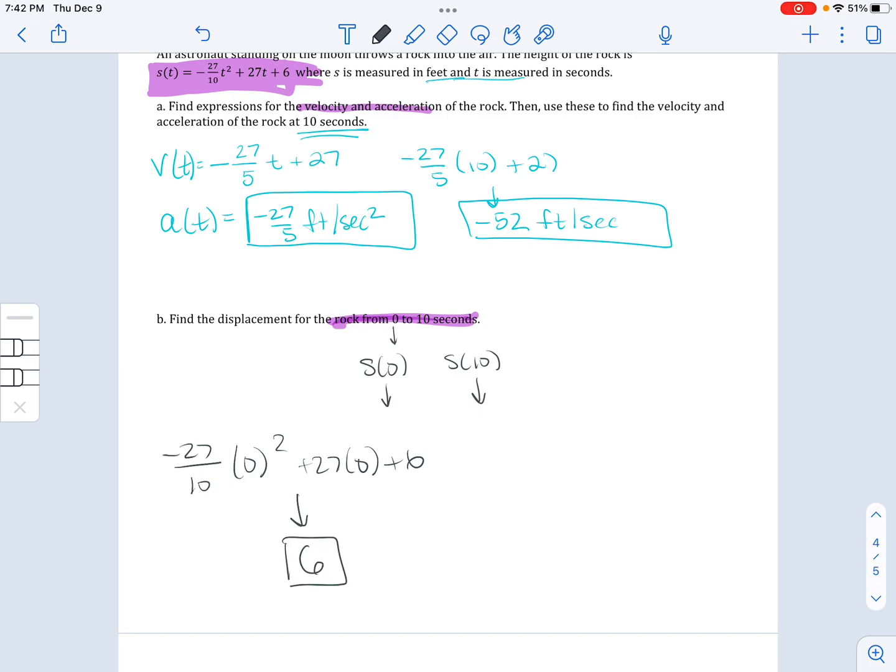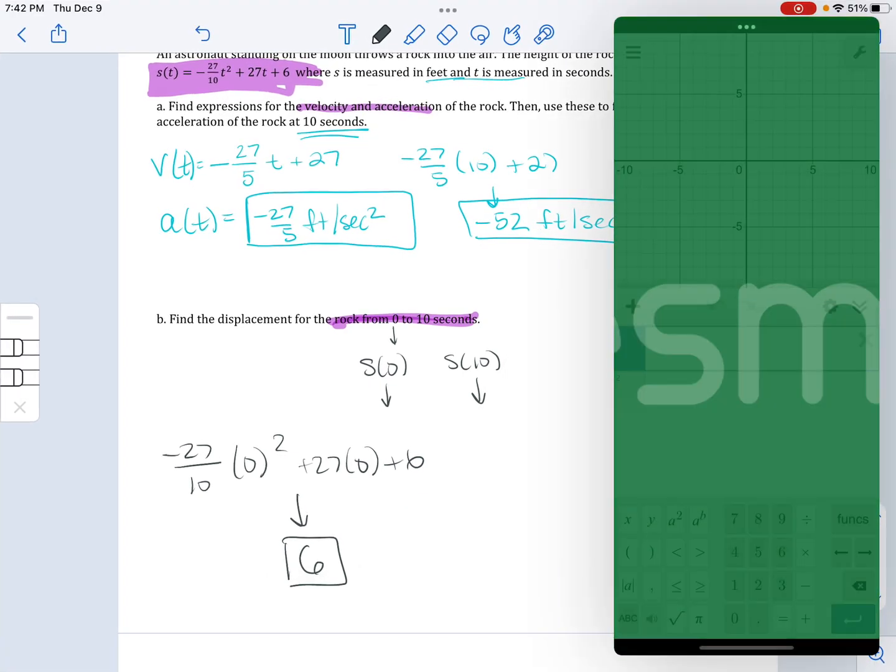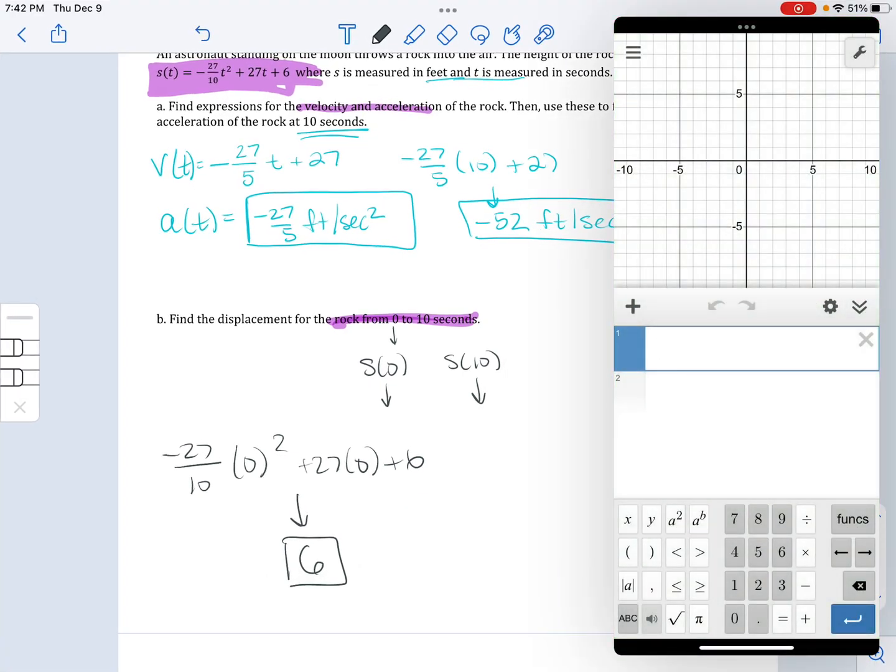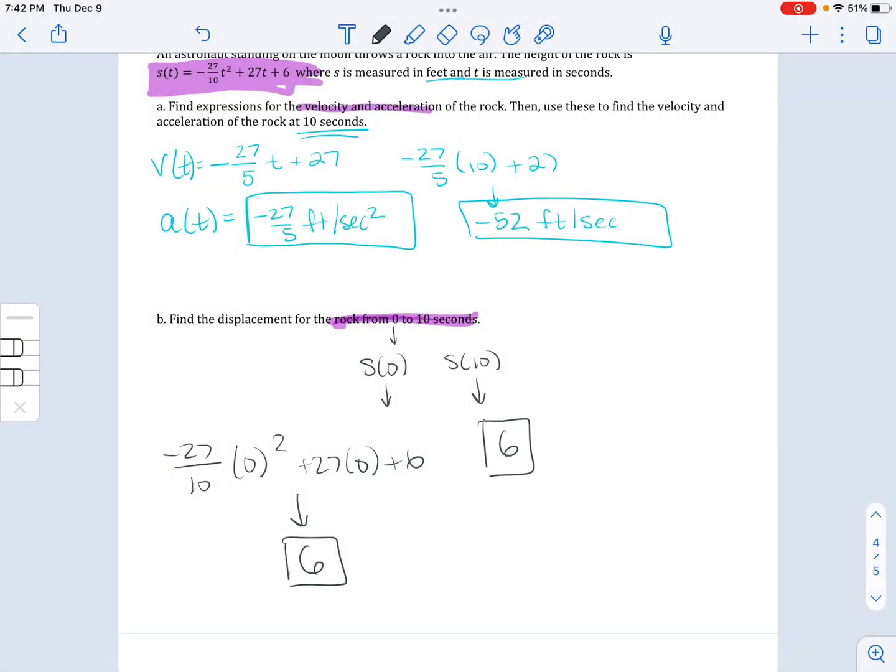This one I'm going to replace, thank God I have Desmos right here. Then I'm going to replace the equation, so now 27 over 10, parenthesis, 10 squared, plus 27, I know that's 270, voila, is 6. Let's double check that I did that right, so replace t with 10, 10, 6, perfect. Awesome. So the displacement then is the difference between the two. So 6 minus 6 is 0. So the displacement is 0.